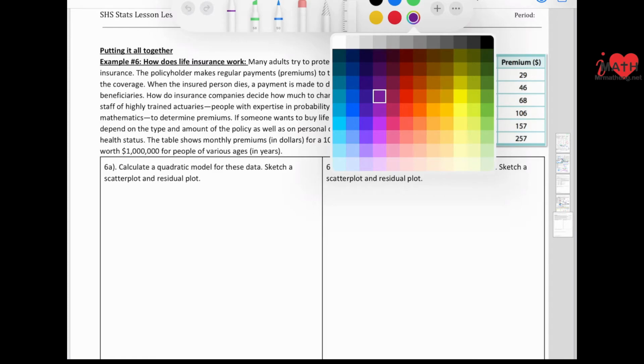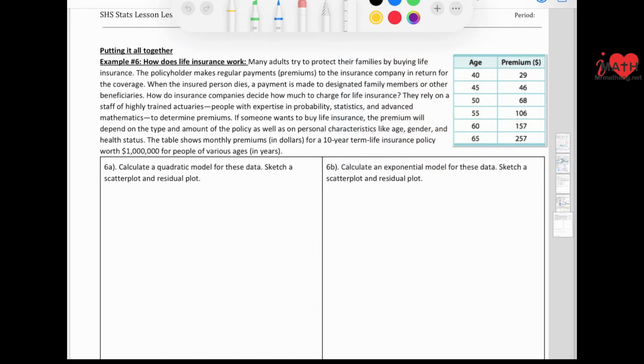All right, so what is my quadratic model? I'm just going to quickly draw a graph. And it's pretty much the same. I guess I can just duplicate it in years, and premium measured in thousands of dollars.